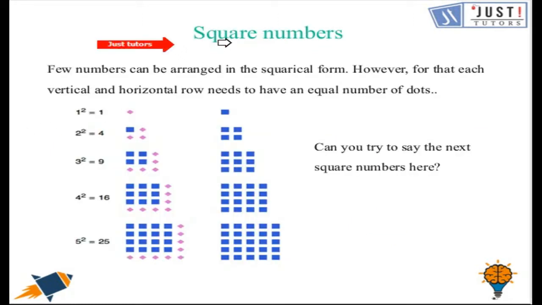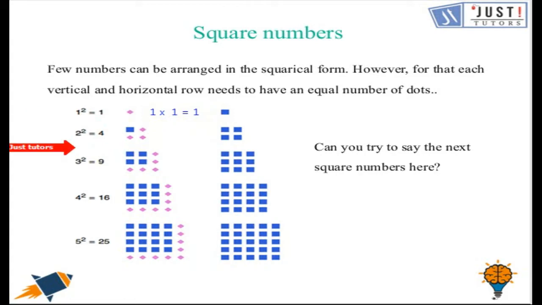The first one here is square numbers. A few numbers can be arranged in a square form. However, for that each vertical and horizontal row needs to have an equal number of dots. For example, 1 squared is basically 1 times 1. So here, in this row you'll have 1 square, and in the same column you'll have only 1 square.